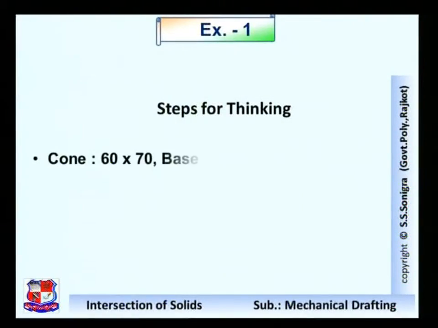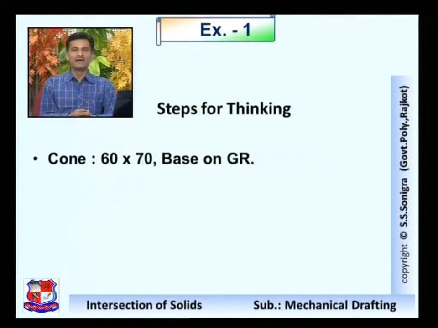Steps for thinking: the cone is given of diameter 60 and height 70 mm, the base is on the ground, so its top view and front view. Top view would be a circle, front view would be a triangle.